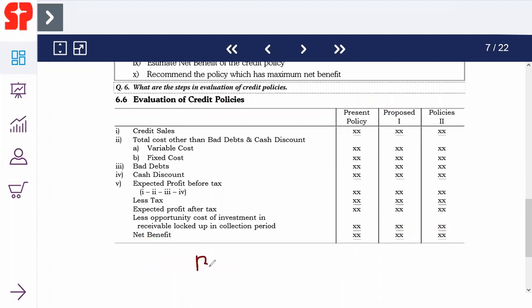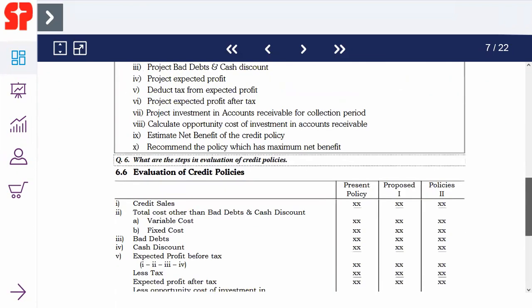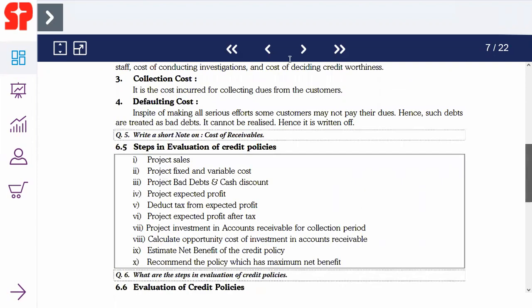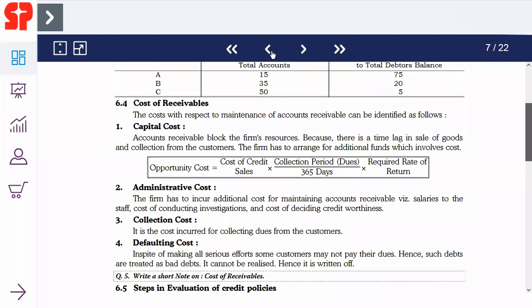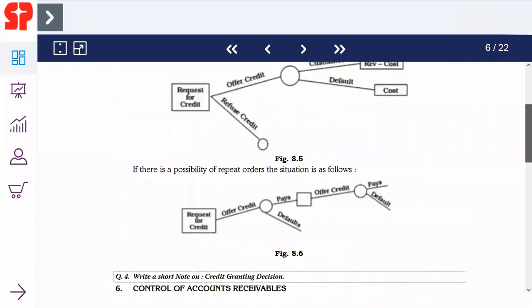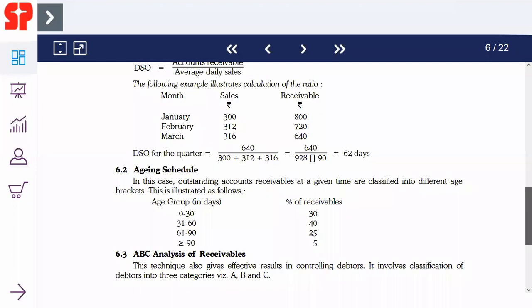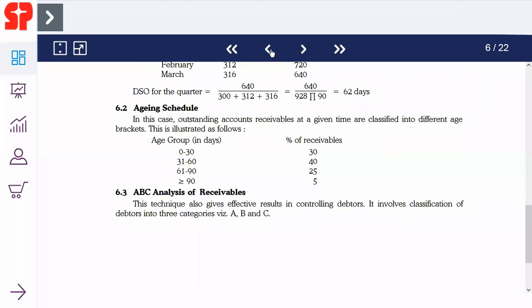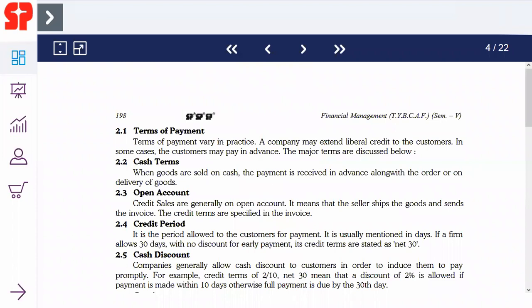Here we will study the benefits and the costs associated with credit. Understood? If benefits exceed cost, then we will give the goods on credit. Before that, let us understand some terms.